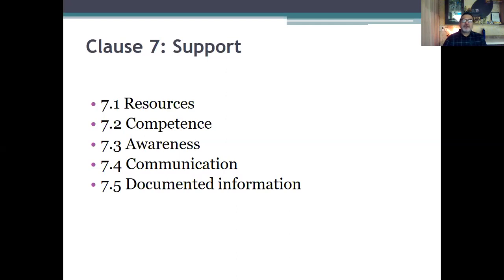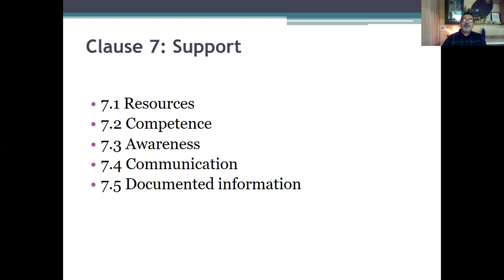7.4, communication. Processes for internal and external communication need to be established and recorded as documented information within the environmental management system. The key elements that need to be decided, actioned, and recorded are what needs to be communicated, how it should be done, who needs to receive the communication, and at what intervals it should be done. It should be noted here that any communication output should be consistent with related information and content generated by the EMS for the sake of consistency.